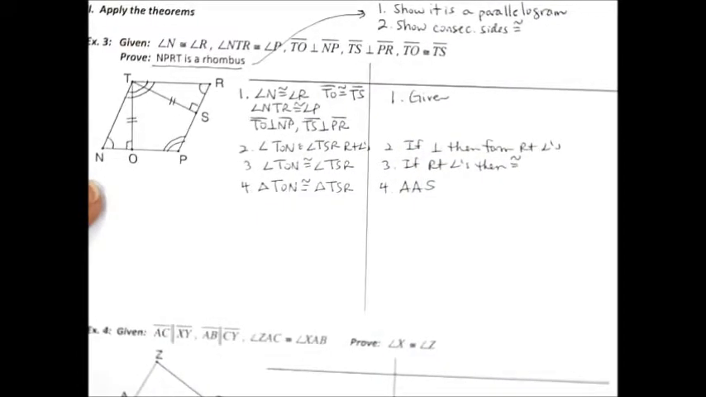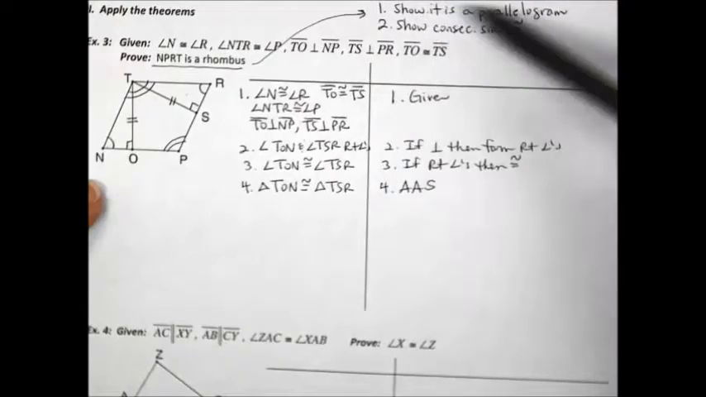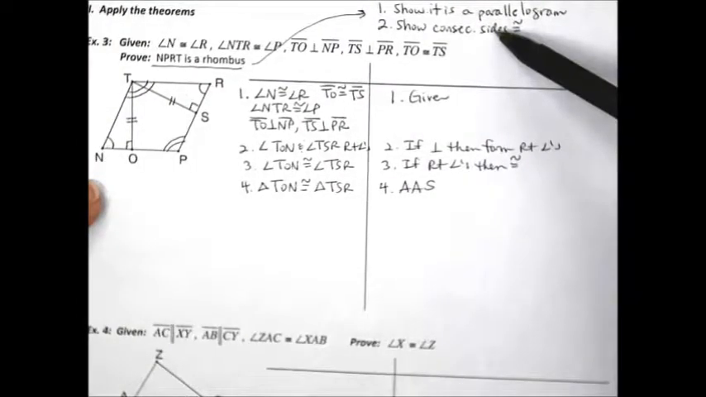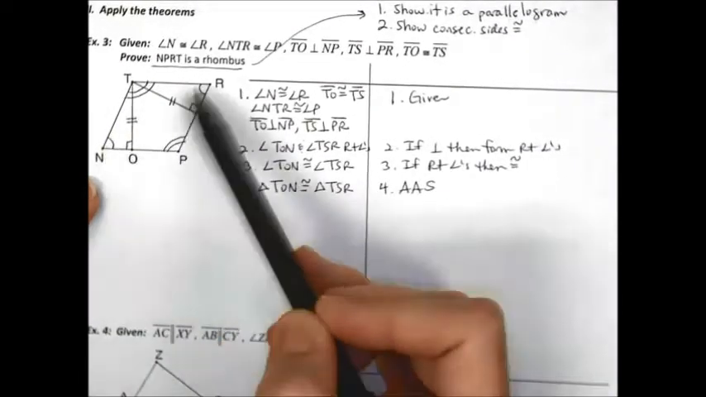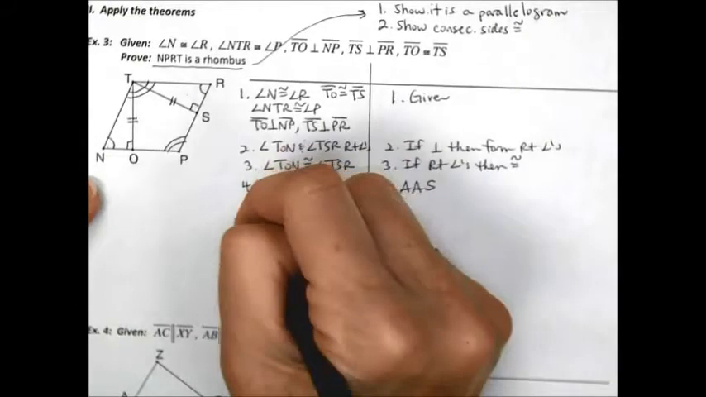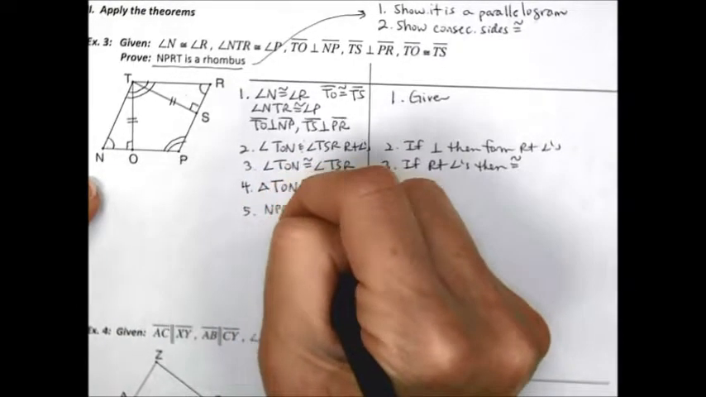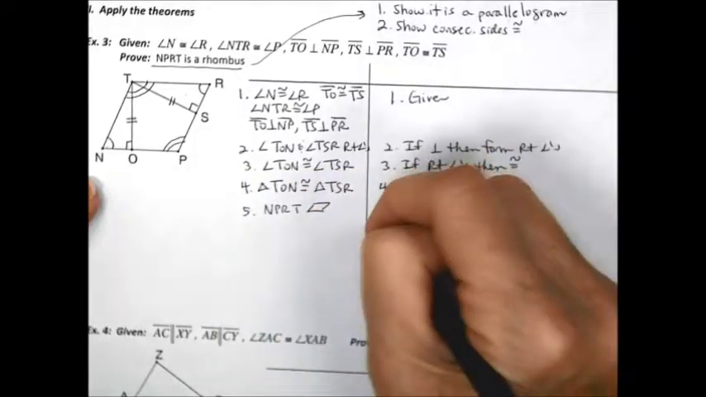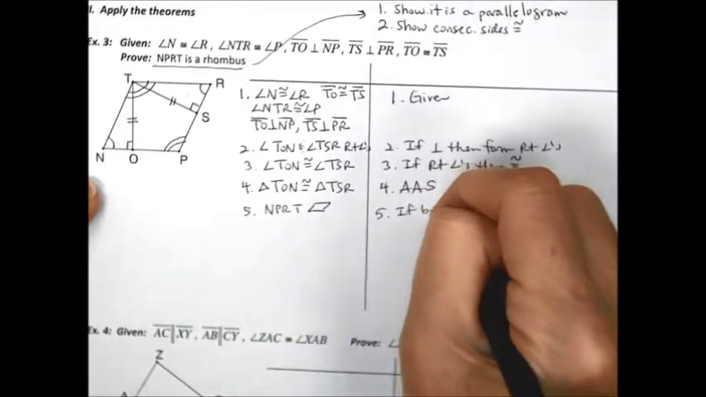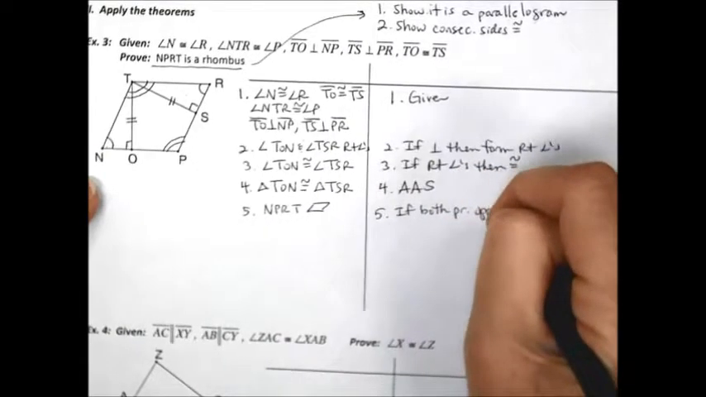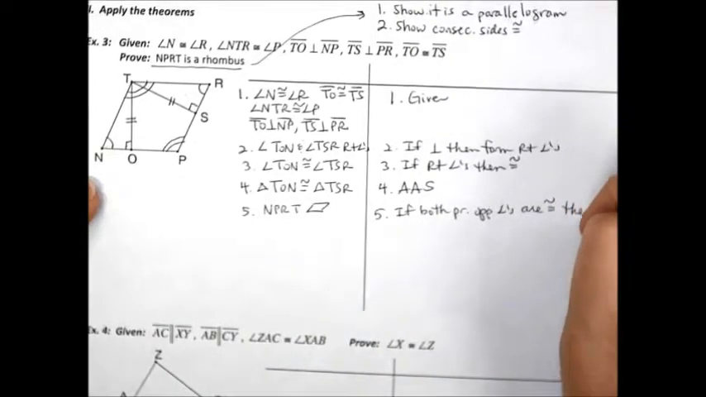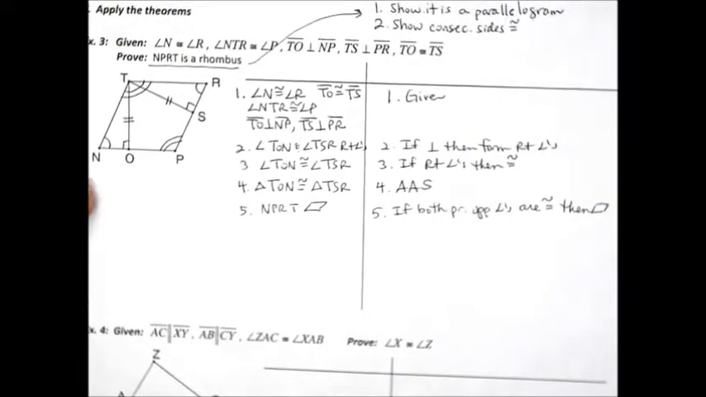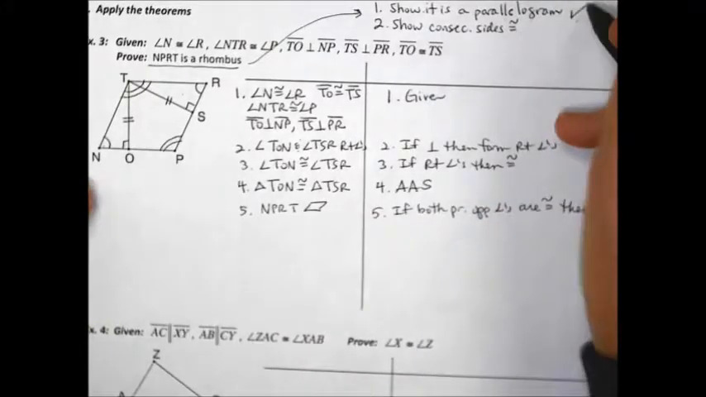All right, so now how do I use all of this information to show first that it's a parallelogram and second that consecutive sides are congruent? Well, first that it's a parallelogram, I'm looking at this pair of angles and this pair of angles, so I think I have that. I can say NPRT is a parallelogram because if both pairs of opposite angles are congruent, then you have a parallelogram, right? So that's that check on the first one.